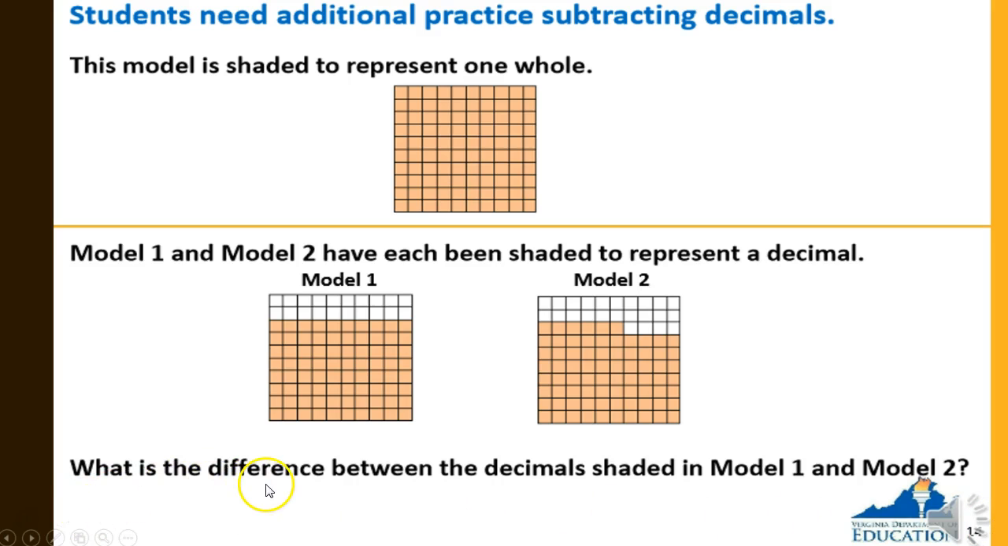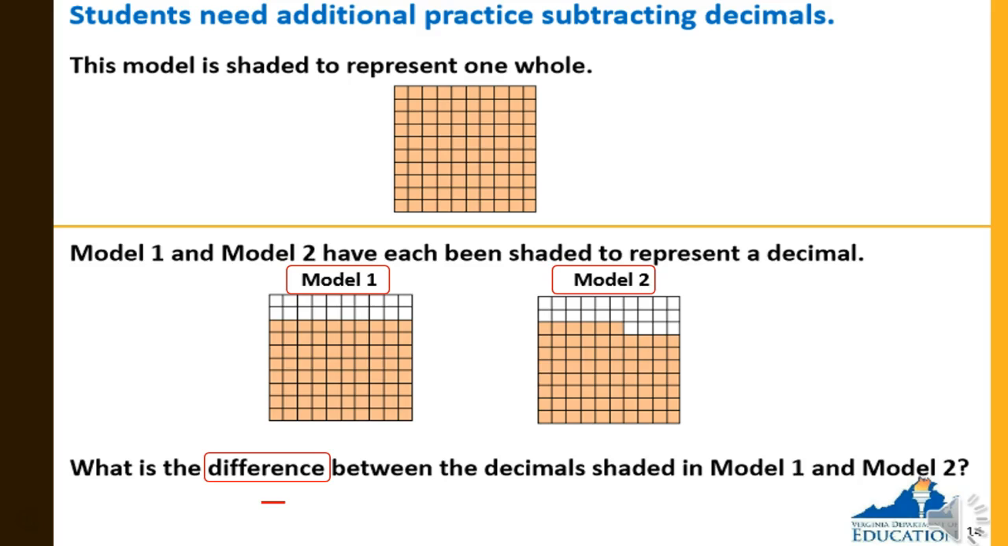What is the difference between the decimals shaded in Model 1 and Model 2? Okay, so we have Model 1 and Model 2. Let's find those right here. And our question says, what is the difference? I think we know by now that that means we're going to be subtracting. But how do we know what to subtract?